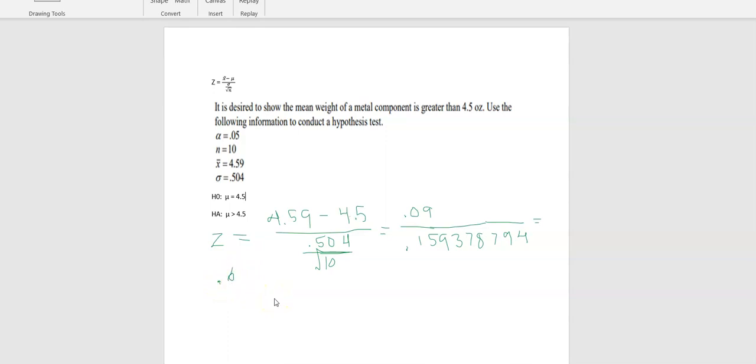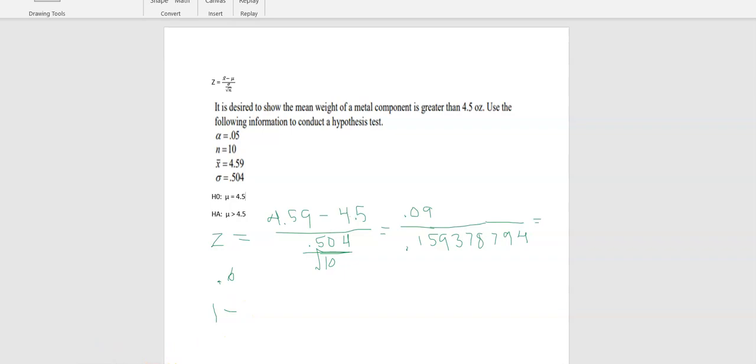All right, now, remember before when we were finding probabilities on our standard normal chart, if we had a greater than, we had to subtract from 1. And the same thing is true here. So we're going to look up 0.6, and whatever we get, we're going to subtract it from 1. And that will be our p-value.